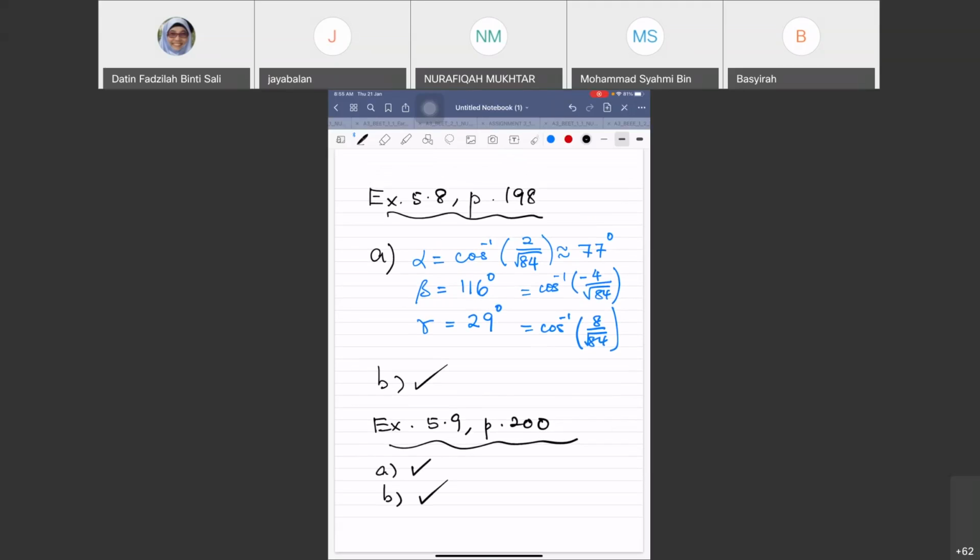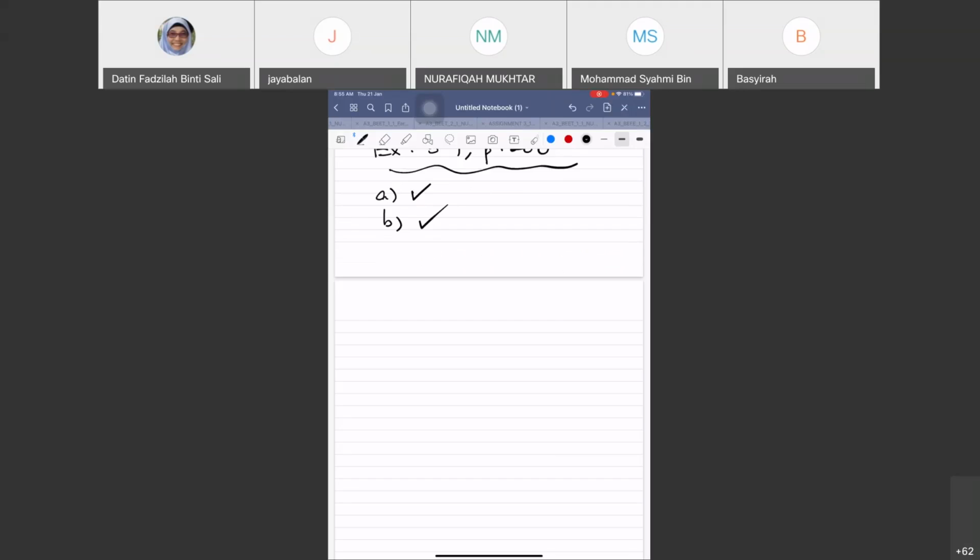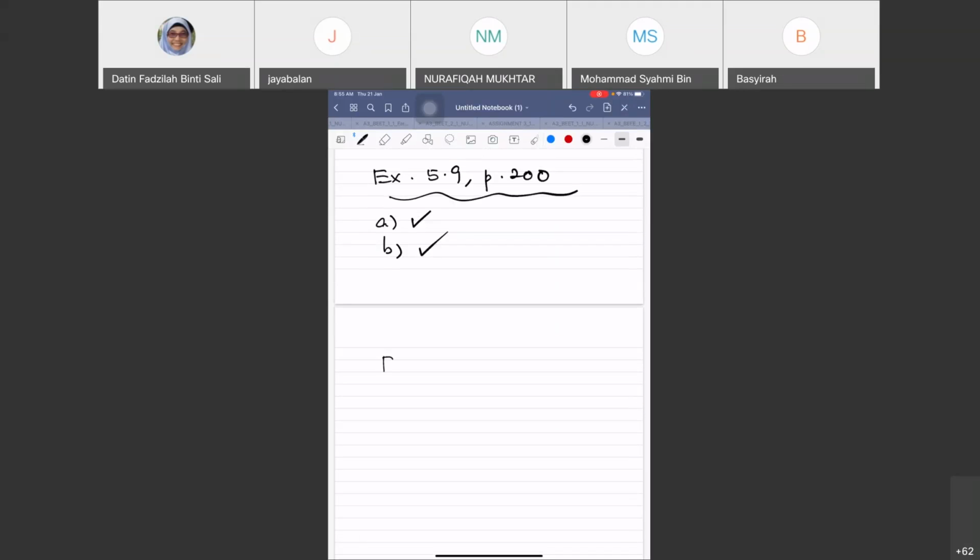I'm not going to look at Exercise 5.9. Then 5.10, we are going to look at this. You are going to do the same thing also. So let's look at 5.10, which is on page 202. This time the question asks you to check whether vectors u and v are parallel or not.